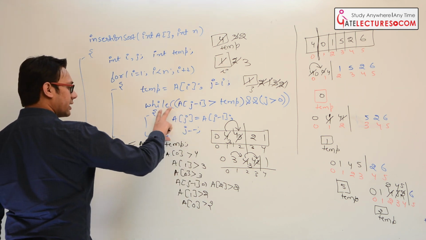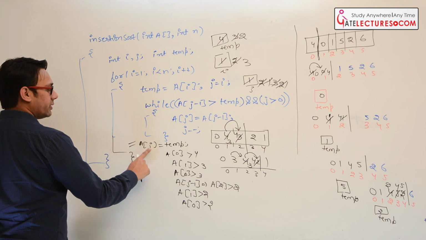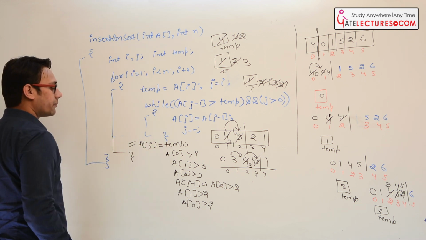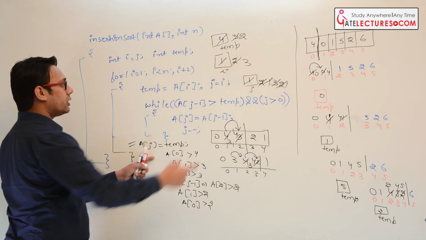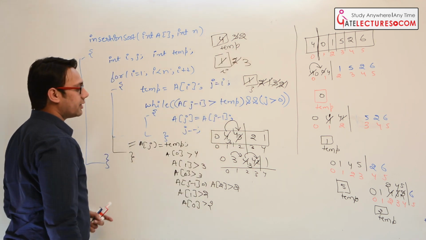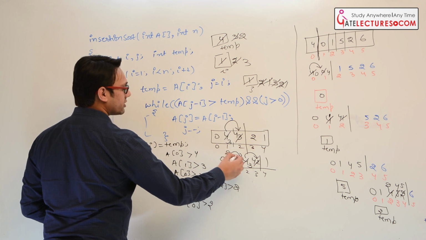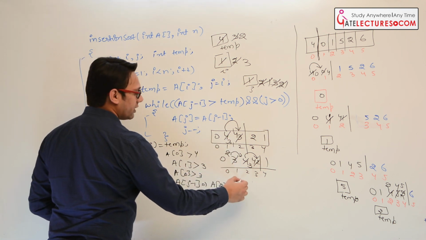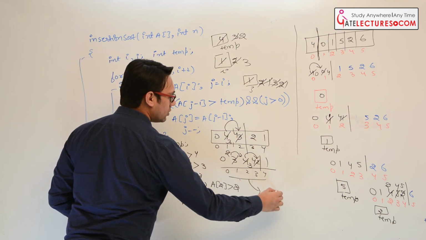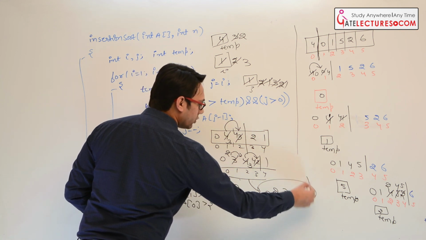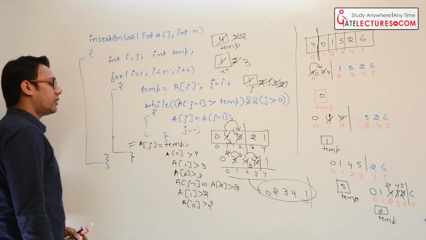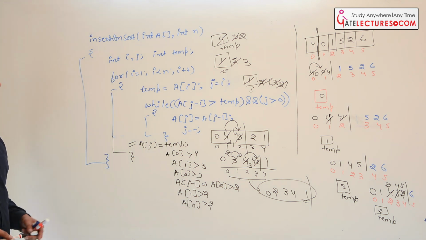Yes, this condition is failed, so we'll come outside this while loop, and then we are going to make a of j equal to temp. So what is a of j? The value stored in the index location 1 is equal to the value stored in the temporary variable. So here 2 will be stored. So as you can see, the elements we have now are 0, 2, 3, 4, and then we have 1. Now shift the window to 1. Again, you can follow the same process and then you can sort this complete array.